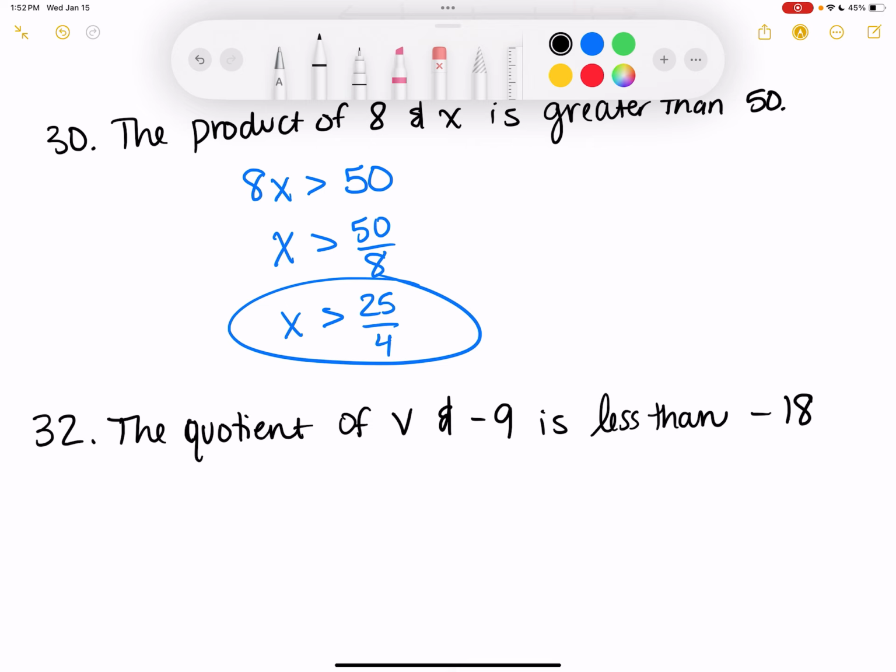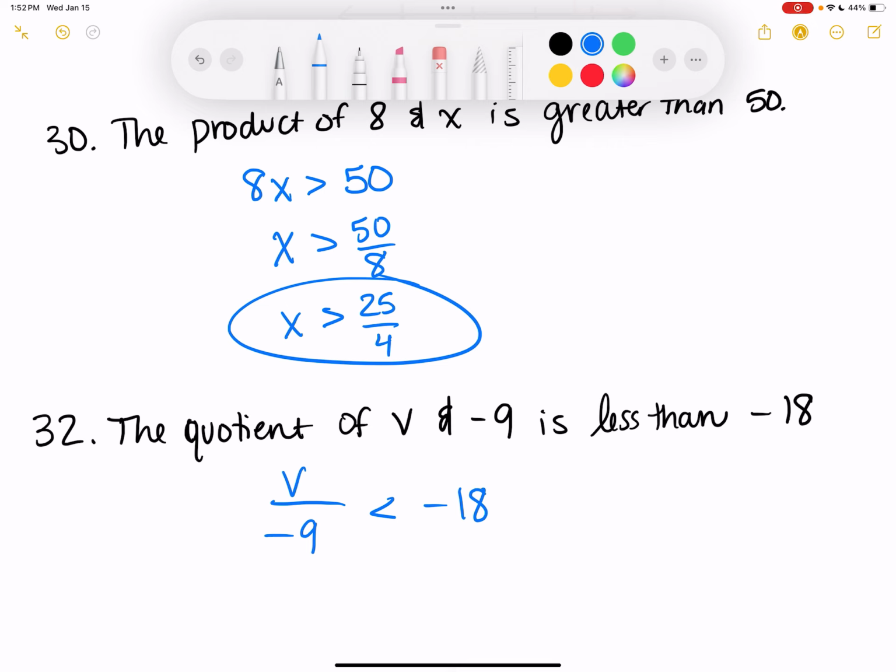The quotient of b and -9 is less than -18. Alright, so b over -9 is less than -18. You have to swap the symbols. On your paper, yes, you are going to graph them.